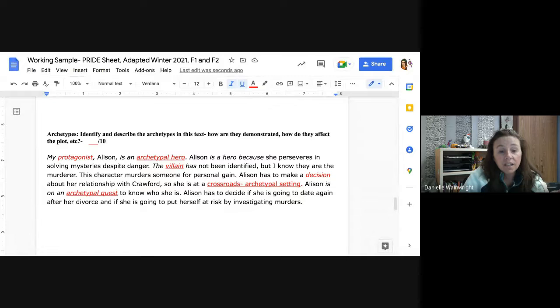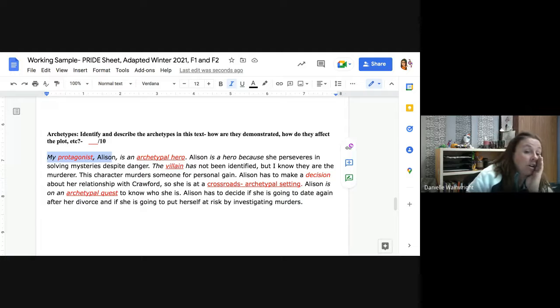So for me, in my sample example, I underlined, italicized, and changed color. But basically, I just want to make sure my teacher sees that I know what I'm talking about. Okay, so here's my example. This is from a real book I read. My protagonist, Allison, see, I named her so my teacher knows that I'm not just making it up, is an archetypal hero. Okay, now prove it, Miss Wainwright.